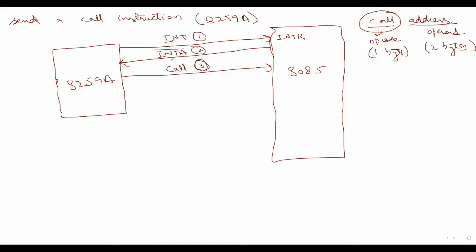So 8085 will receive the call instruction and it will decode the call instruction. After decoding it, it will understand that it also requires this address, because it should know the address where it has to go, or where the interrupt service routine is stored. So it will send another INTA signal. This was the first INTA, and on the first INTA, it has sent a call opcode. On the second INTA, 8259A will send the lower byte of the address.